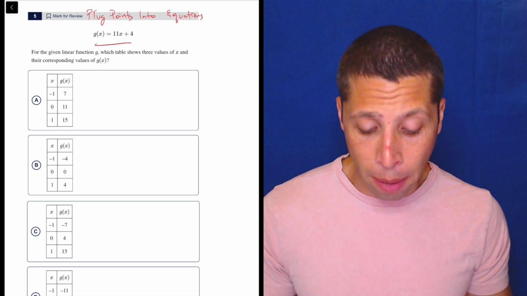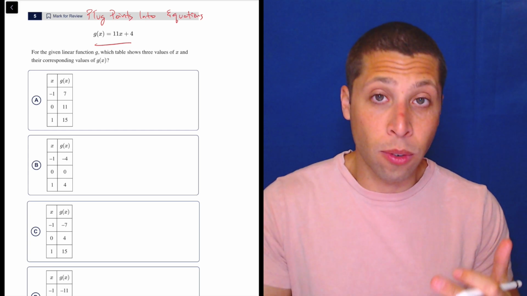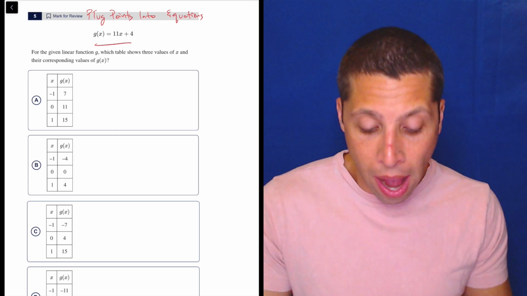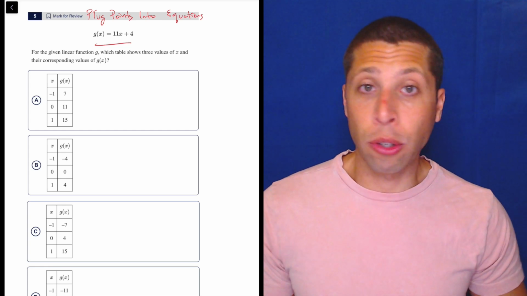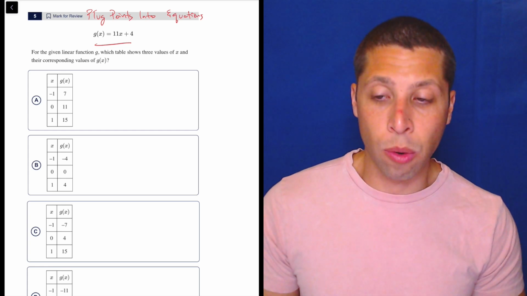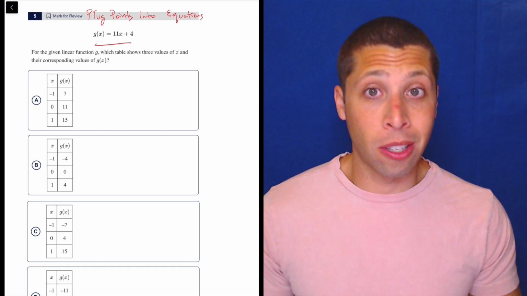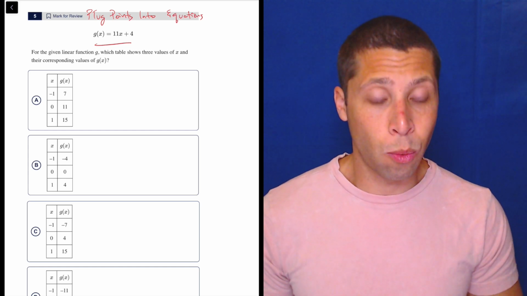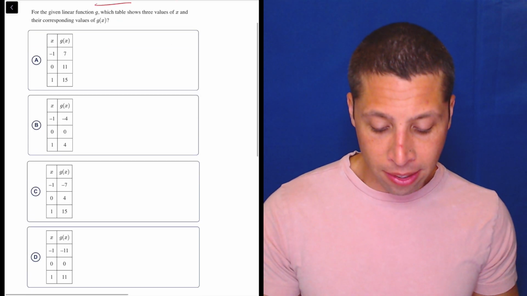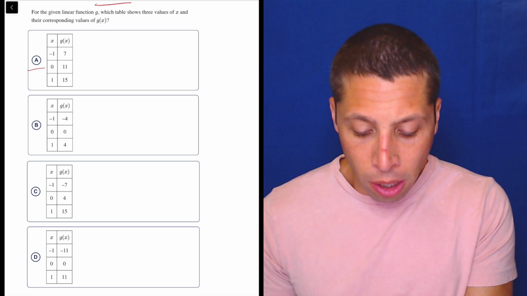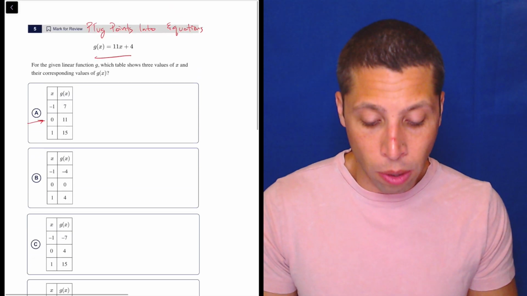And there's nothing I need to do with them because they're just the x's and g of x's that go with this graph. So I would do this the same way I would try with any plug points into equations question. If I have multiple points to choose from, I choose the laziest one. So for me, looking at the x's that I'm offered here, 0 is the laziest one. So that's where I'm going to go.